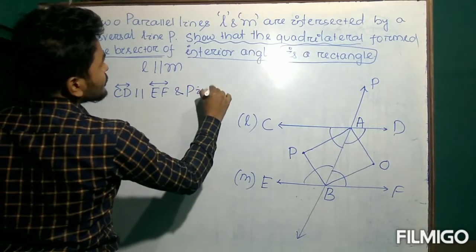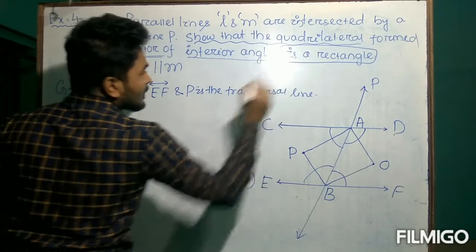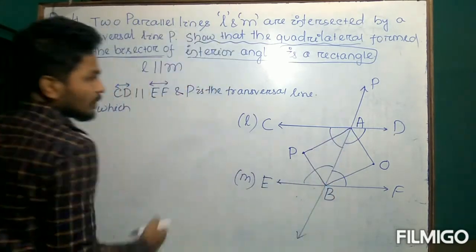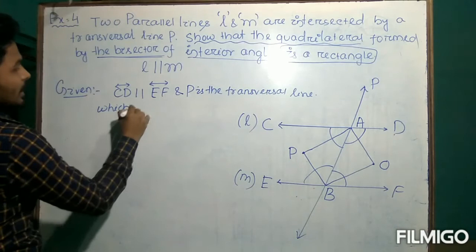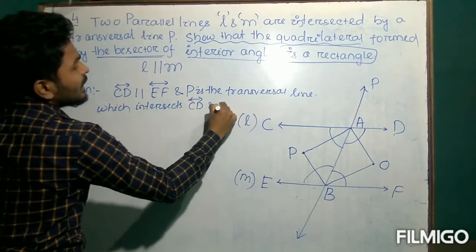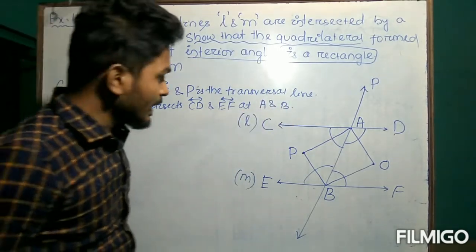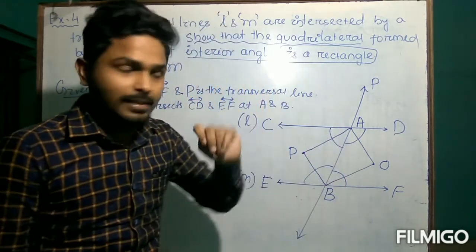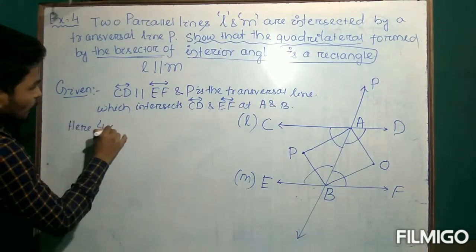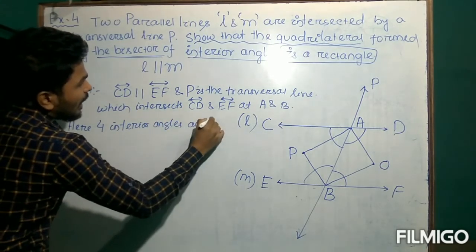Understood? Now, the transversal line intersects line L and line M, that is CD and EF, at A and B. Next, how many interior angles are formed? 4 interior angles are formed: this angle, this angle, this angle, this angle.